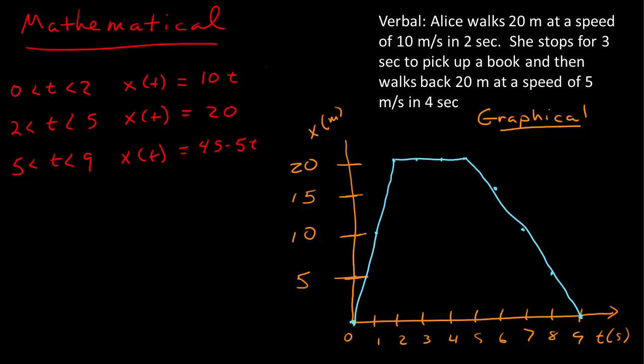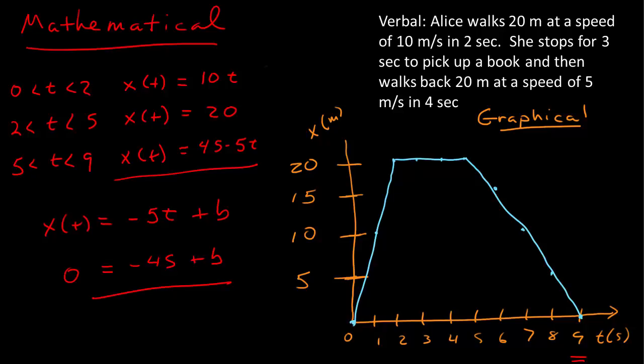And you might wonder how I figured that out. I know it's a line, and I can tell the slope of that line, which is -5, and then it'll be some y-intercept b, and maybe I don't know what that is. But I do know at t equal to 9 seconds, the value has to be 0. 0 is equal to -45 plus b, so that tells me that b is 45. So my third region is given by this expression, and so now I have a complete mathematical representation of the motion.